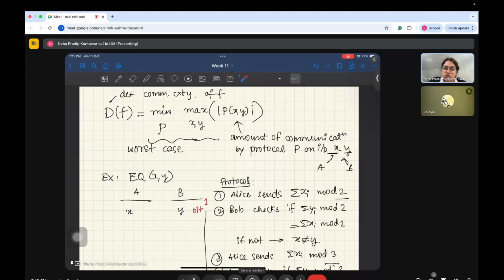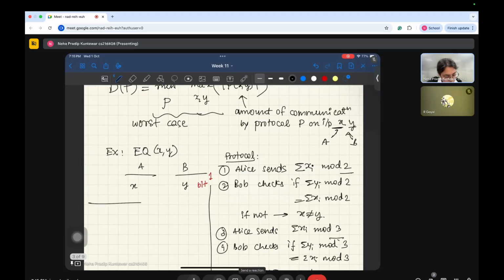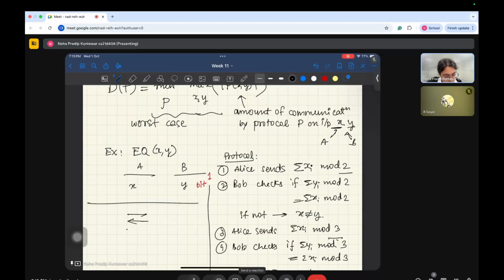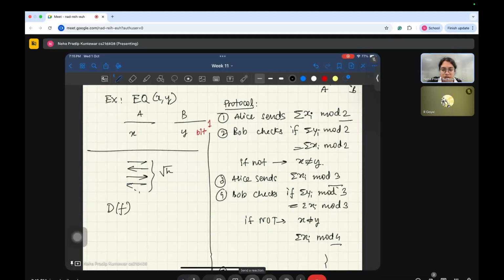We are looking for the most optimal protocol. So let's say you can come up with a protocol that takes square root n many transcriptions. So there are some exchanges that happen, and this is bounded by square root n or order square root n. So if you could show such a protocol, then you will say that d of that function is at most order n, because you could come up with one protocol like that, but there may be some better protocol.